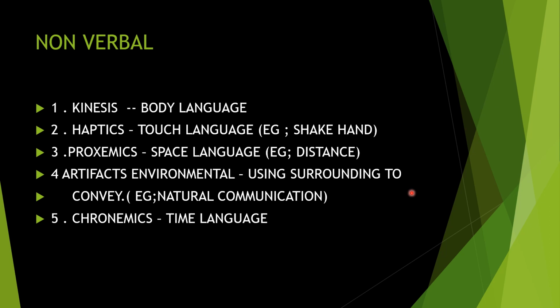Or some car or house looking very luxurious from a long distance, we can analyze, oh, the person sitting inside is a rich person. Or one person is going in a very luxurious vehicle. Looking at the appearance, we can understand he is a person of a particular status. That is called artifacts, environmental. Okay. Then the next one, chronemics, time language. What is time language?